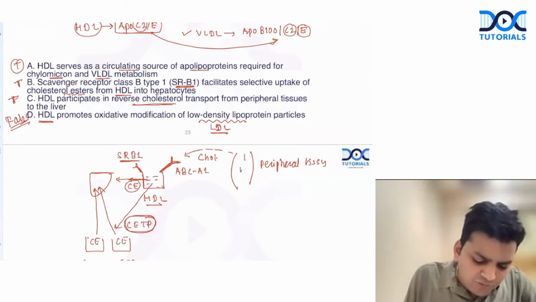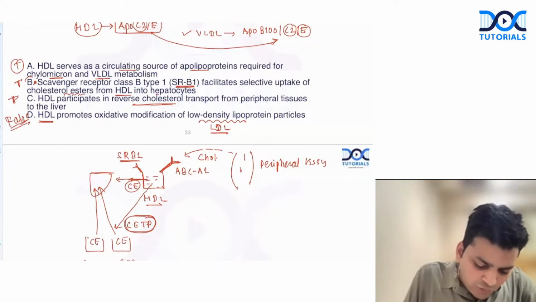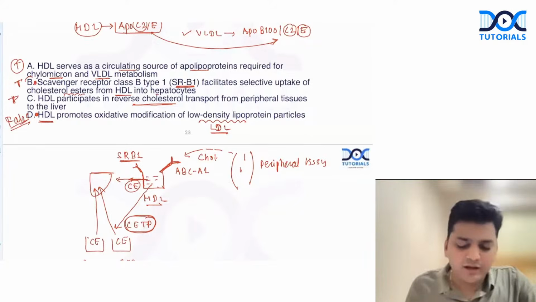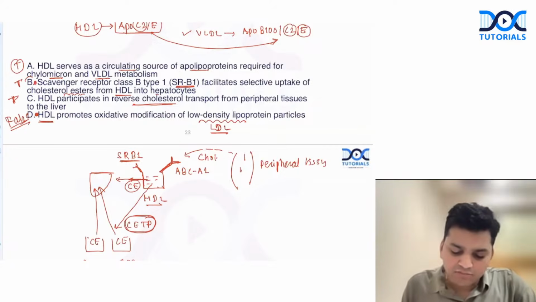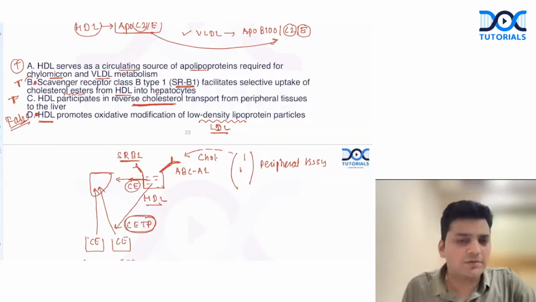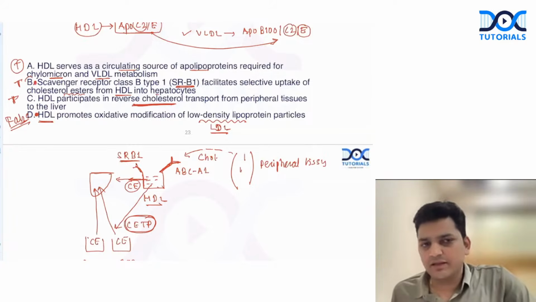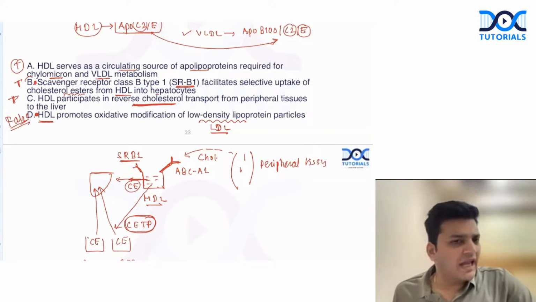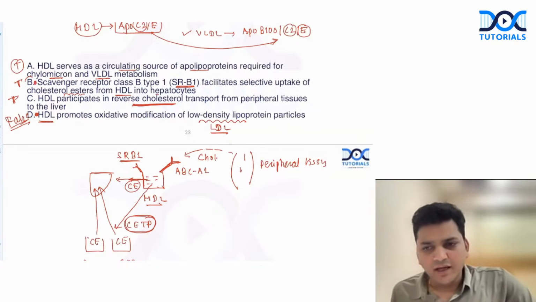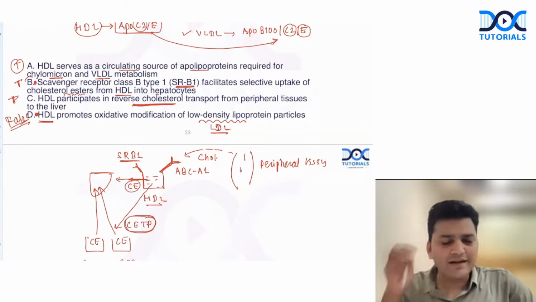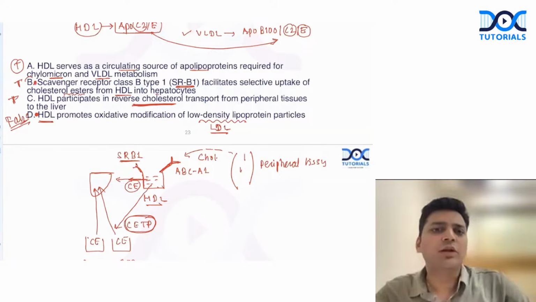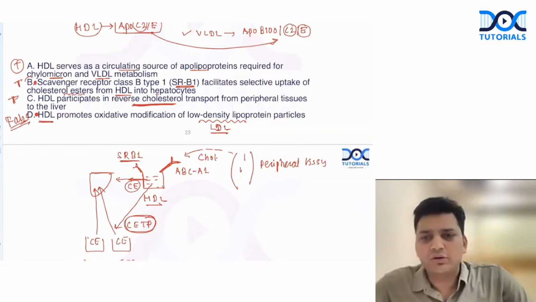You may be confused between these two statements when you are solving the paper, maybe B or D, because of the rest of the two, everyone must have eliminated at least this option. HDL is participating in the reverse cholesterol transport. Everyone must have eliminated that option. You may have been confused between B and D, but if you see the D option, that is saying that HDL is promoting LDL. No, that is for sure it is not going to happen. HDL is not going to promote LDL.